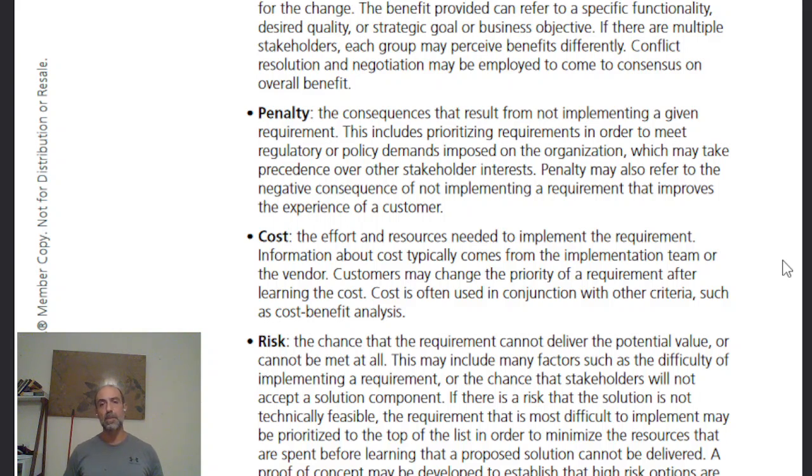So penalties come with consequences, right? The negative consequence of not implementing the requirement that improves the experience of a customer. So you have to really think of penalties from all the stakeholders from A to Z, and the same with the benefit, I guess, and the same with the cost and the risk. Cost: the effort and resources needed to implement the requirement.